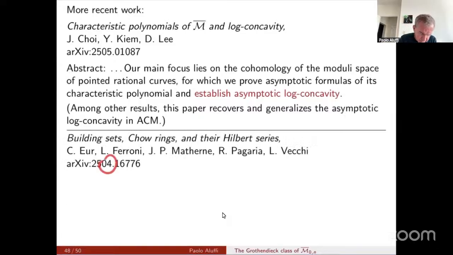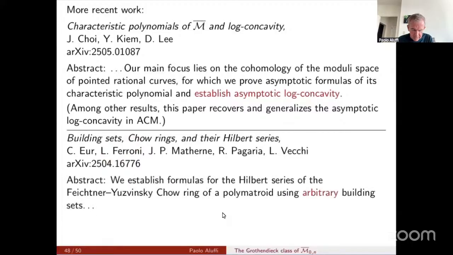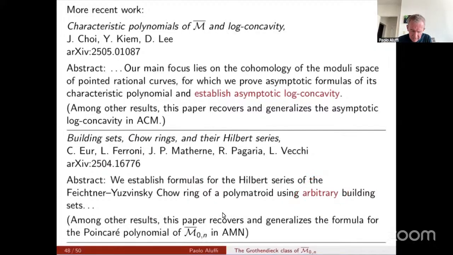Another reference, also rather recent, April, Luis Ferroni already mentioned, building sets, Chow rings, and the Hilbert series, and they established formulas for the Hilbert series of polymatroids, so a more general notion. This is the Chow ring we are talking about. These are the names associated with that, and they do it for arbitrary building sets. So they move from the maximal building set, which was the subject of the conjecture I put on the previous slide, to possibly minimal building sets, and among other things, they recover this formula for the Poincare polynomial. So completely different approach, and very nice combinatorial context.